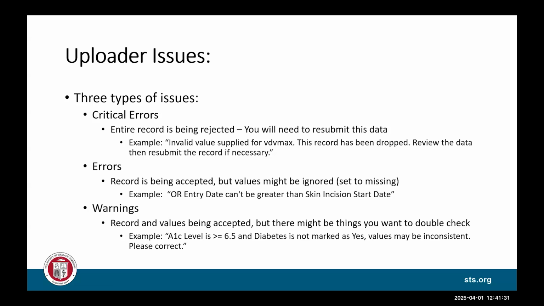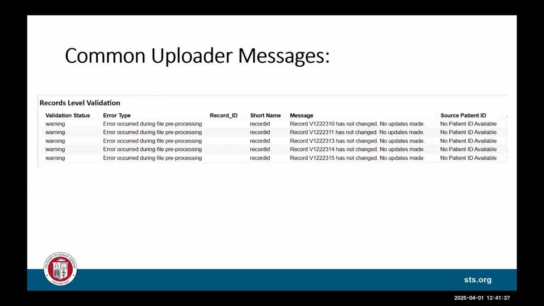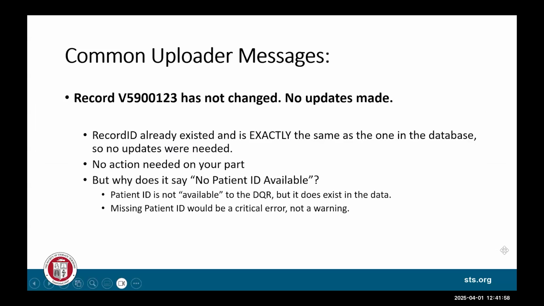So those are the 3 types of errors that you'll get in your data quality report. And when you get into it, you click on the level of error messages, either the warnings or the critical errors, and you get your list of patient records here and the details about that. And I'm going to reference back to this. I realize that some of this stuff can be confusing, and so that's one of the things that I want to cover here. I'm going to start with the messages that you get where it says that the record blah blah blah has not changed, no updates made.